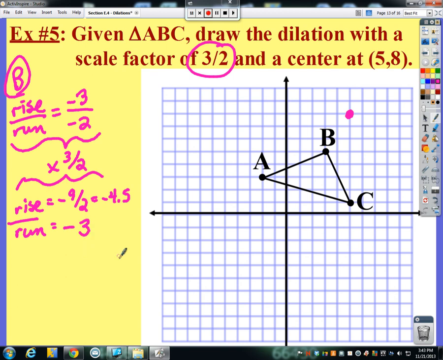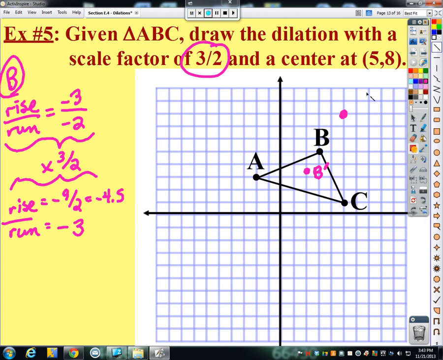Now what we do is we go back to the center, and we're going to rise -4.5. So we're going to go down 1, 2, 3, 4, and then half. So we're right here technically. And then I'm going to run over to the left 3. 1, 2, 3. And notice I keep staying on those halfway marks. So right here, there's B prime.